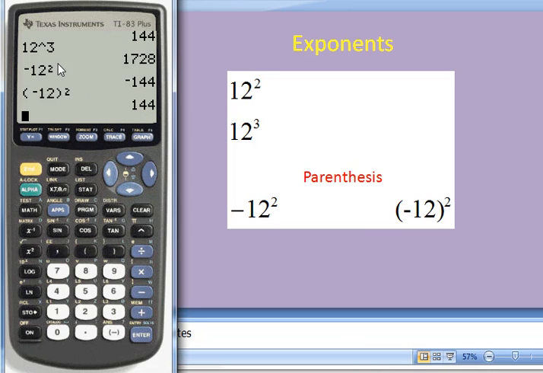Now sometimes you will run across problems that look like this, where they only want the positive number squared. But usually we are doing a problem like this, where we're squaring a positive or a negative number. And if we're squaring a negative number or taking it to a power, it needs to have parentheses around it. Okay, needs to have parentheses around it.